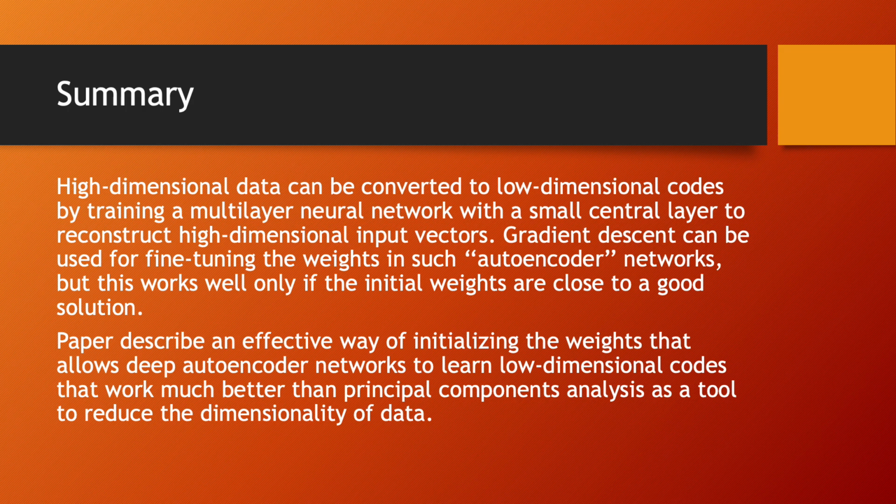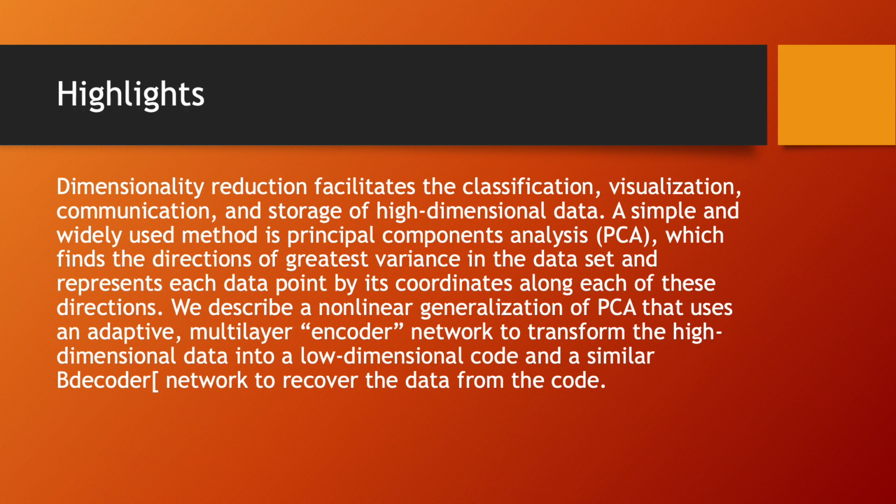The paper describes an effective way of initializing the weights that allows deep autoencoder networks to learn low-dimensional codes that work much better than principal component analysis as a tool to reduce the dimensionality of data. Dimensionality reduction facilitates the classification, visualization, communication, and storage of high-dimensional data. A simple and widely used method is principal component analysis, which finds the directions of greatest variation in the dataset and represents each data point by its coordinates along each of these directions.